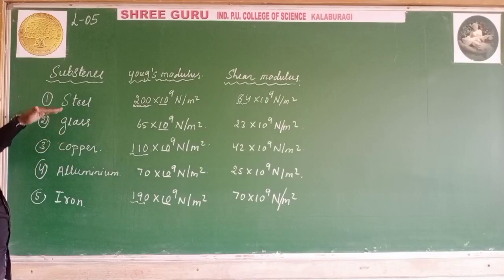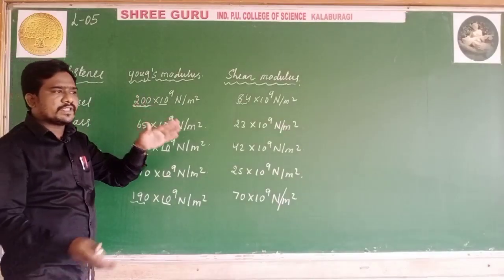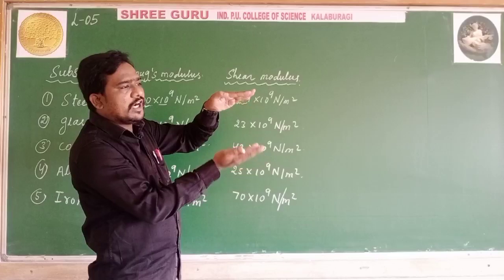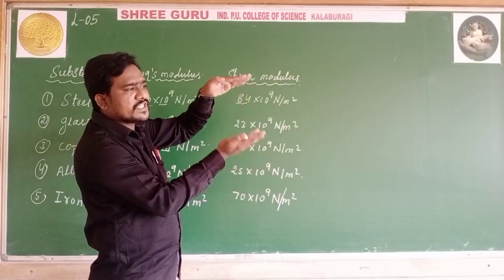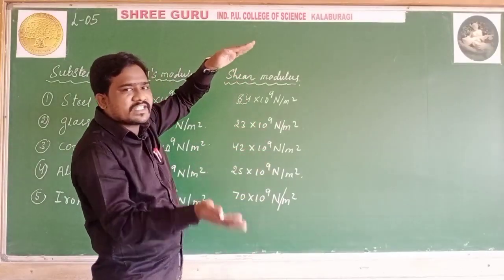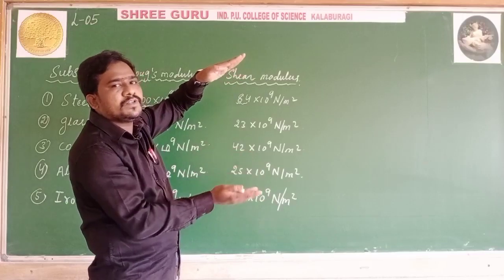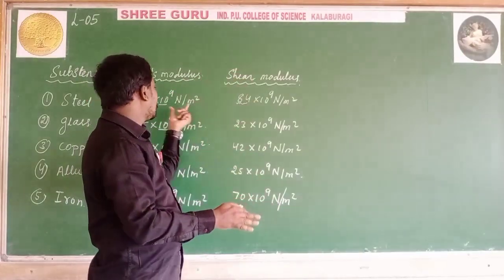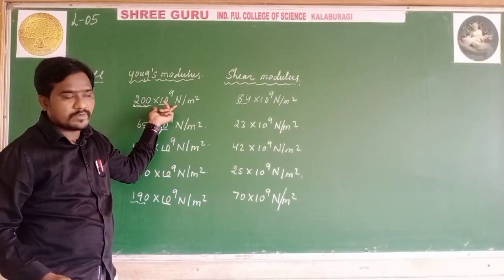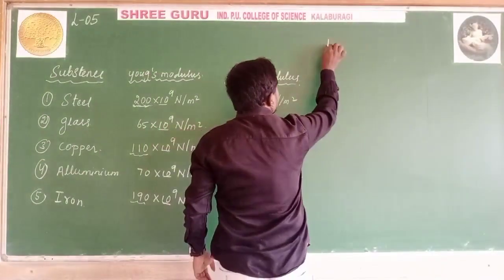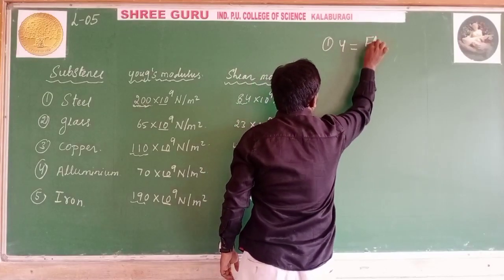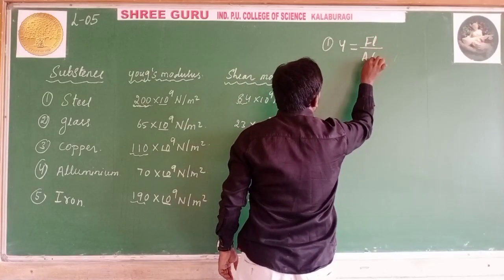Suppose they mention in a numerical that the initial length of steel is 5 centimeter, and after applying a deforming force the steel length increases, and at a certain force the steel is going to deform. You should use the Young's modulus formula. Why? Because we know the Young's modulus formula: Young's modulus is equal to FL by A into delta L.